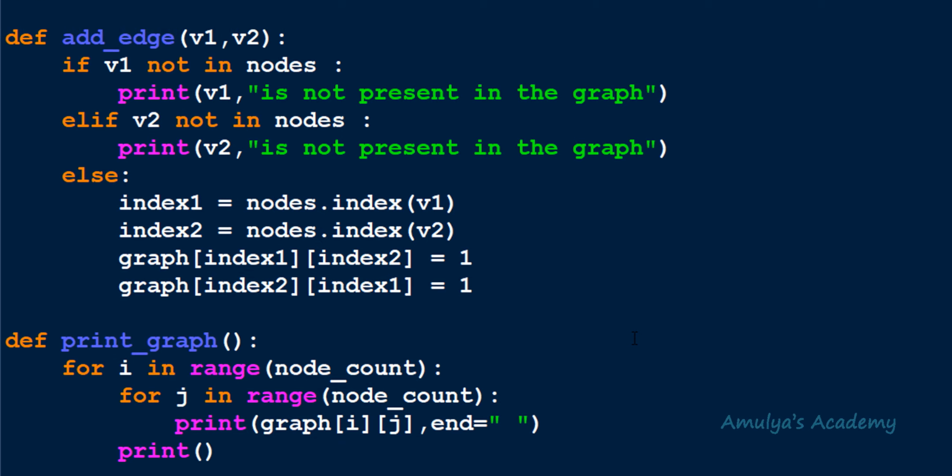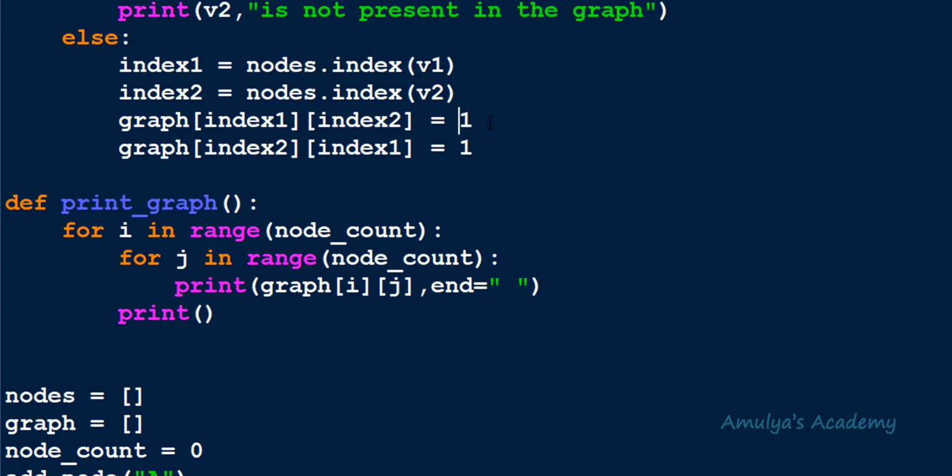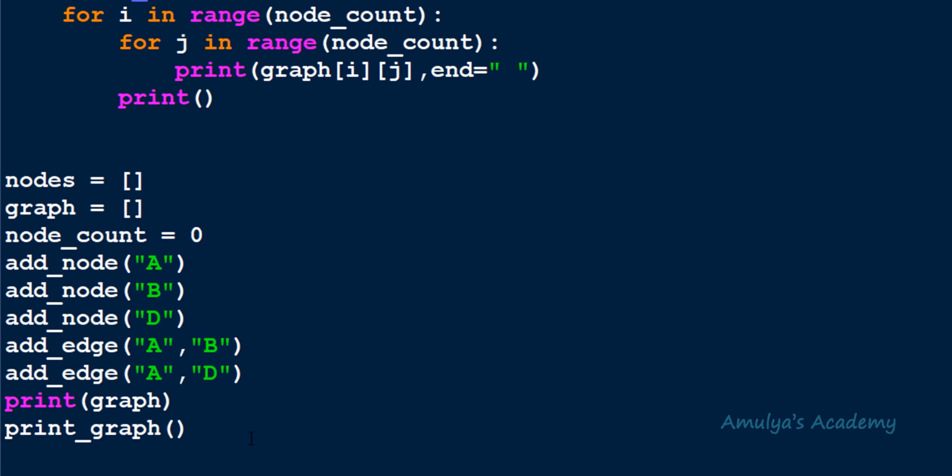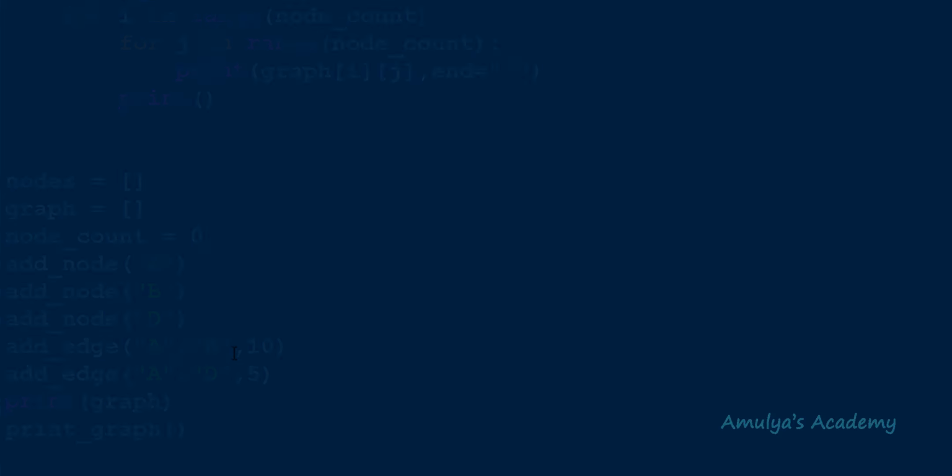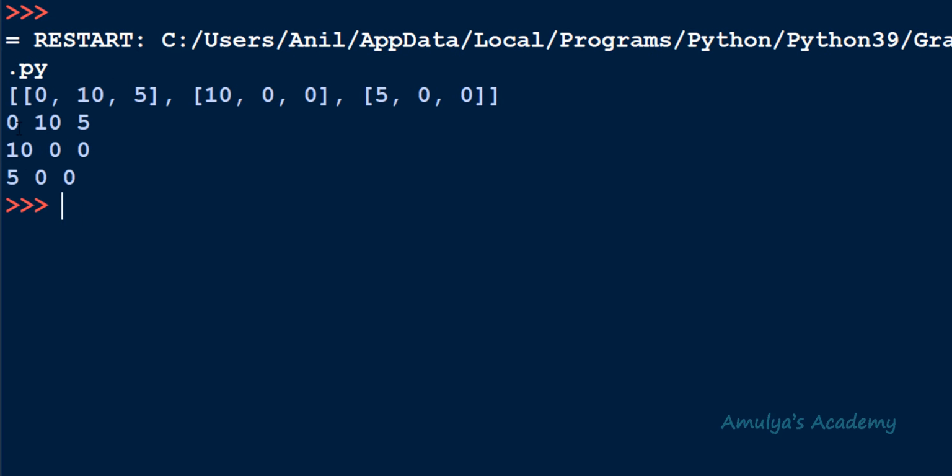Now I want to modify this function for weighted undirected graph. So for the weighted graph, here you need to add another parameter, that is cost. And here instead of storing 1, you need to store cost. Simple. And here while calling this function, add a cost like this. Okay, let's execute this. So here you can see 0, 10, 5, 0, 0, 0, 5, 0, 0.